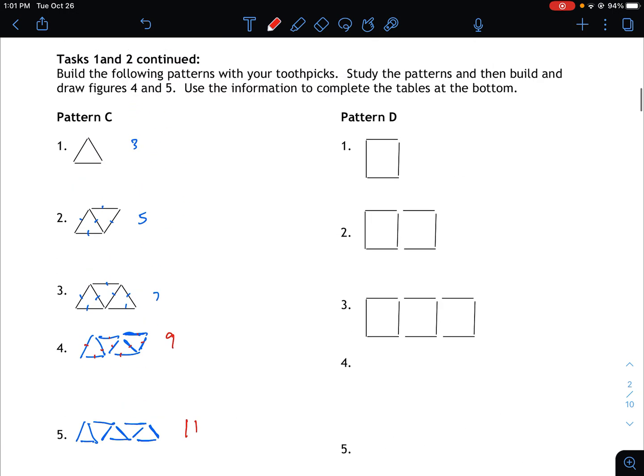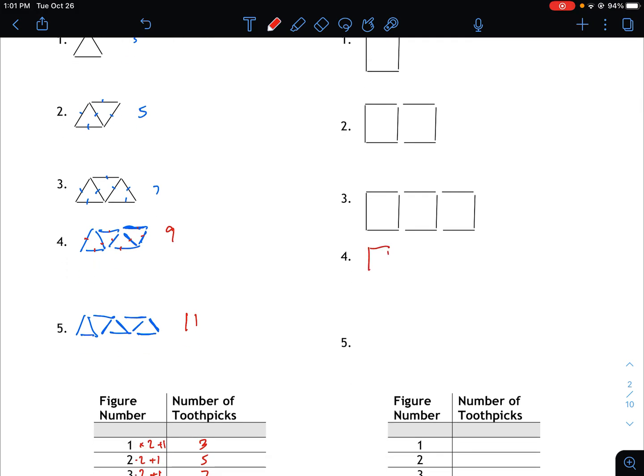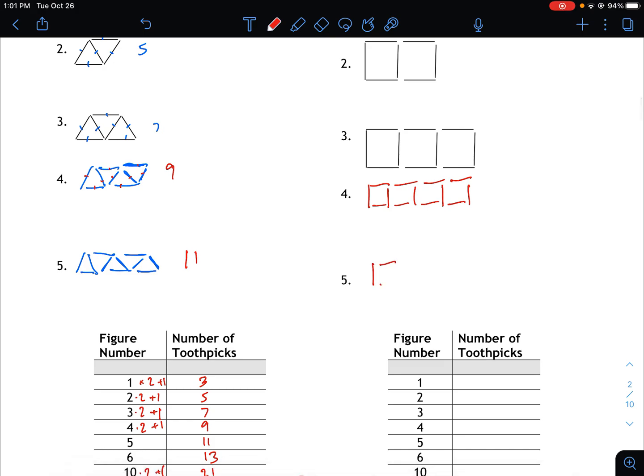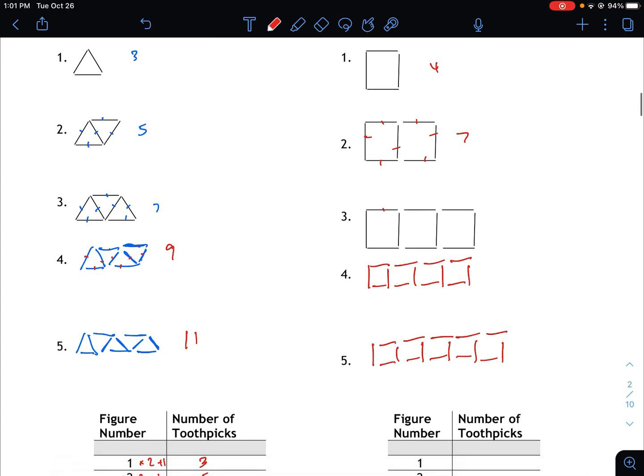Let's take a look at the next one, which is very similar. So it looks like we've got boxes, 4, 5, 6, 7, 8, 9, 10. And then if I want to build a 4th box, I need 3 more toothpicks. So that's 1, that's 2, that's 3. It's my 4th box, and I need to build a 5th box by adding 3 more toothpicks. So it looks like I start off with 4 toothpicks, and then I do 1, 2, 3, 4, 5, 6, 7. So I have 7 toothpicks.